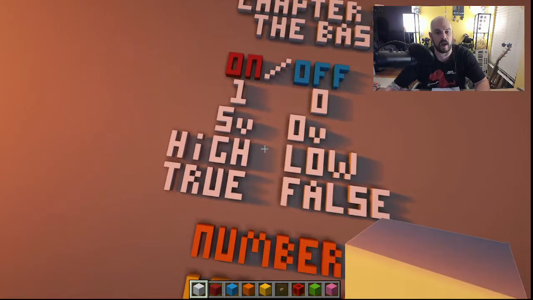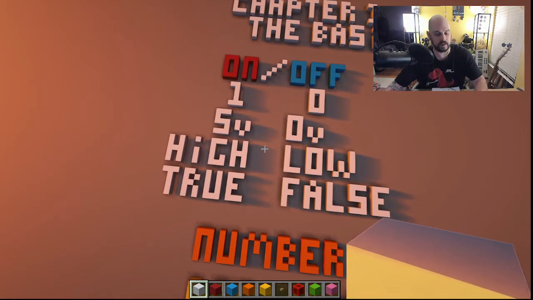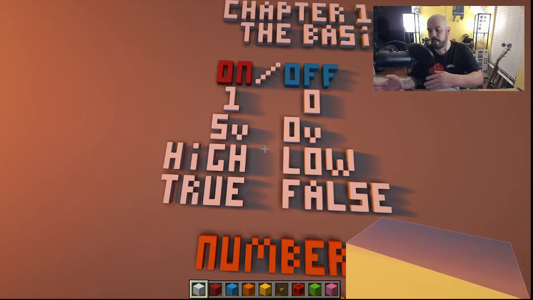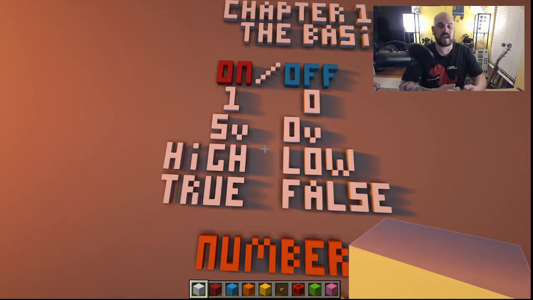But here in Minecraft, as we're going to see later on as we start building circuits, Minecraft doesn't have a difference in power. It would be considered direct current, DC, because it doesn't go back and forth like an alternating current, AC, circuit does. But it doesn't have a difference in power level for the most part.